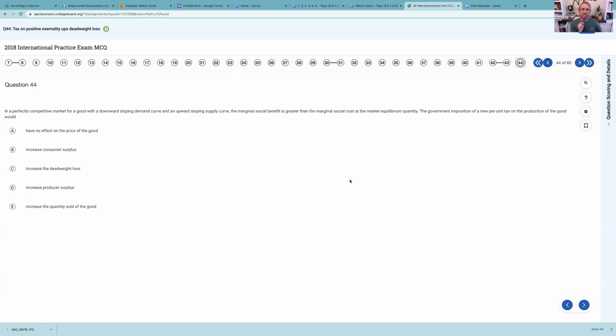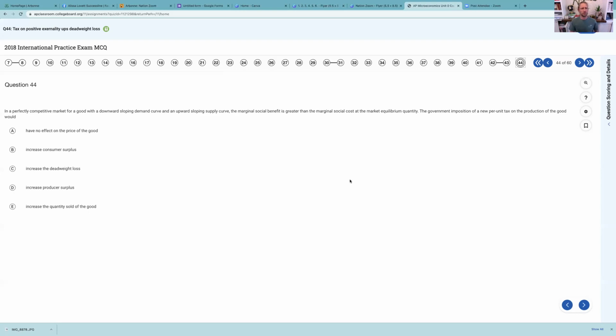So your answer is it's going to increase the deadweight loss. Now, the tricky part here is to talk about marginal social benefit, marginal social costs. And so I hope that in your mind you thought, oh, it's something about externalities. Well, if it's a per unit tax, you would think, well, then it must have a negative externality. That's why they're doing that. And so if they impose the tax, it would reduce the deadweight loss.